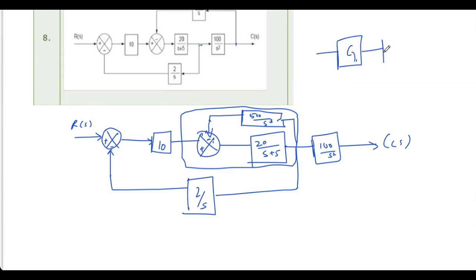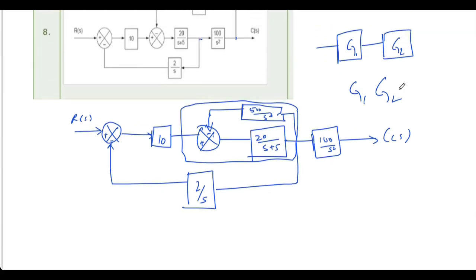When you have two blocks, G1 and G2, it is G1 G2. This becomes one block. The summer is removed and it becomes a block. So there is no more a summer there. It is one block. When two blocks are one after the other, you will multiply. So we added the negative feedback formula, no, sir. Yes.